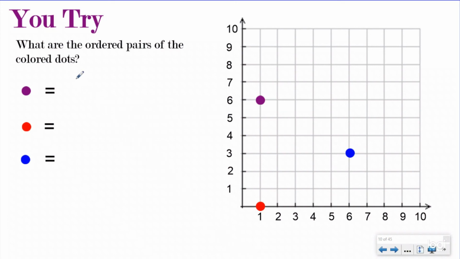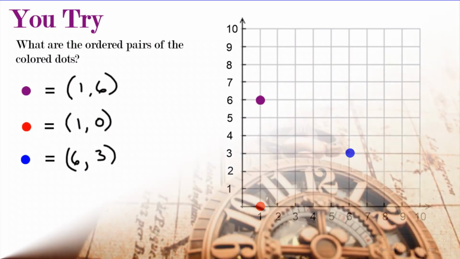So let's just go over our answers really quickly. My ordered pair for the purple, if I start at the origin, should be (1, 6). I shuffled over 1 and then I climbed up 6. My red dot, I started at the origin, I shuffled over 1, so my x coordinate should be 1, and then I didn't move at all on my y coordinate, which means I just put a 0 there. So my ordered pair for the red point is (1, 0). And then the blue point, I start at the origin, I shuffle over 6, which means my x coordinate is going to be 6, and then I climbed up 3, and so my y coordinate is going to be 3, and my ordered pair should be (6, 3).